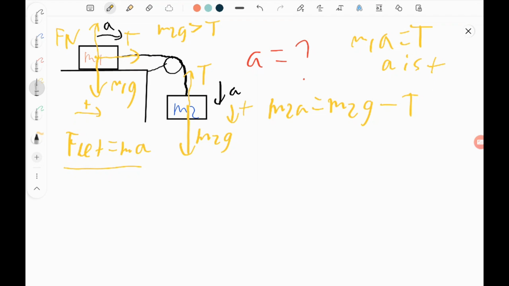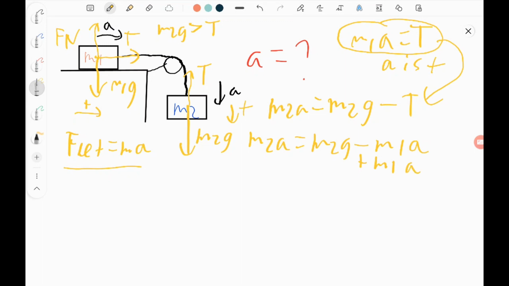But anyways, let's substitute the tension here for this tension here, equal to m1a. So we'll end up with m2a equal to m2g minus T, which is m1a. So how do we find the acceleration from here? Well, let's move all the terms with a to one side. So we'll add m1a to the left and the right. So we end up with m2a plus m1a is equal to m2g.